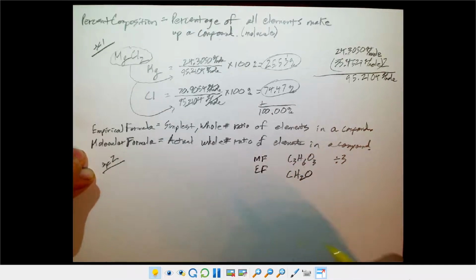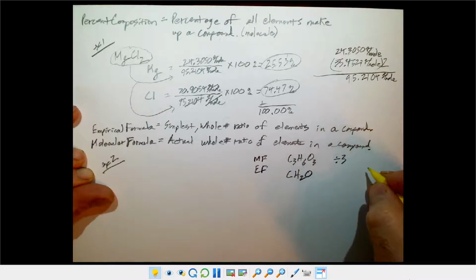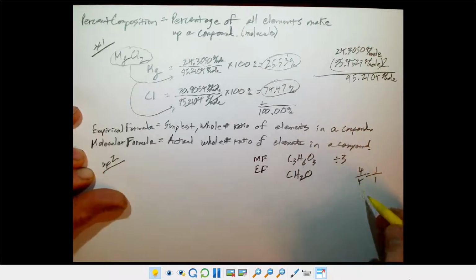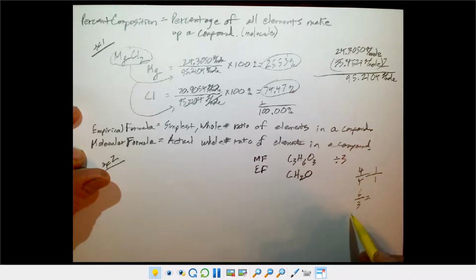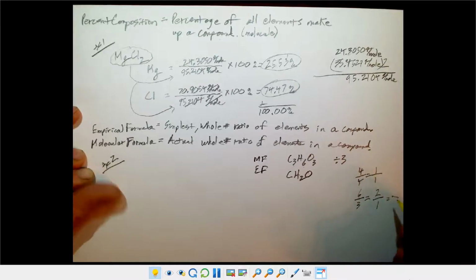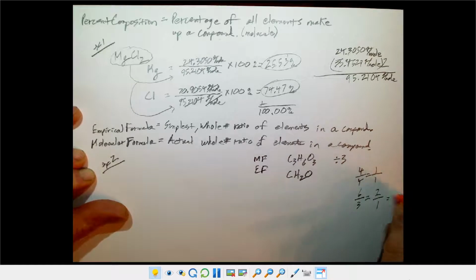It's basically like reducing fractions. If you have 4 over 4, you can really reduce that to 1 over 1. You can divide 4 into each one of these numbers to get 1 over 1. Or if you had 6 over 3, each one of these is divisible by 3. You could divide the 3 into the 6, and that would give you 2. And you could divide the 3 into the 3, and that would give you 1. That 2 over 1 would be like the subscripts for the empirical formula.